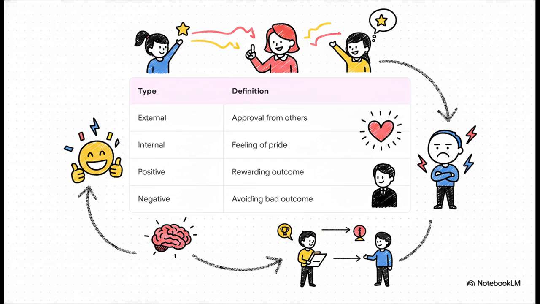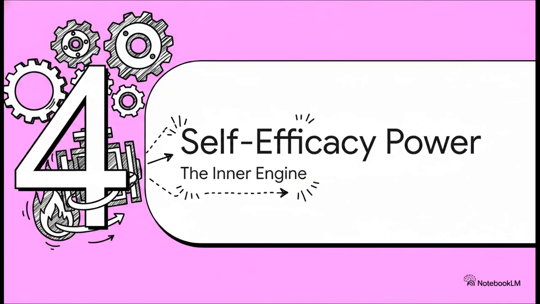It can also be internal, like a feeling of pride. On the flip side, if we see someone get punished, we are negatively motivated not to copy them. Our willingness to act is just constantly shaped by witnessing the consequences that other people face. Which brings us to Section 4, the power of self-efficacy, the inner engine.